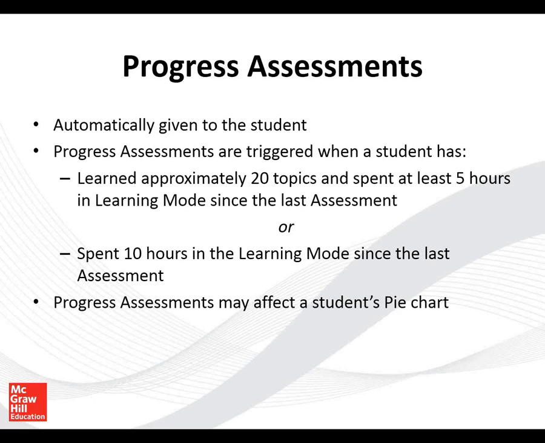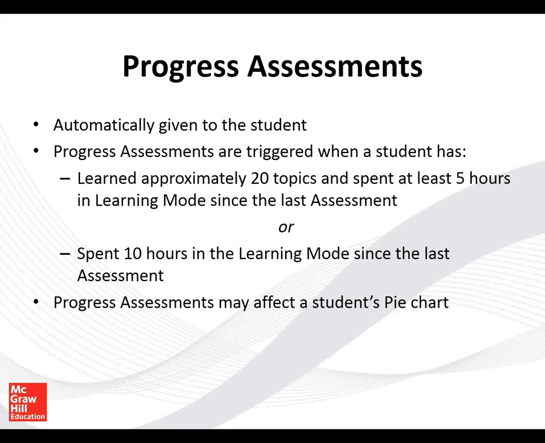So these progress assessments seamlessly ensure that students are reviewing skills that they haven't fully mastered the first time they learned them. Now, ALEKS will give these progress assessments automatically to students after about 20 topics learned and at least 5 hours spent in the learning mode. However, students might be all over the map in terms of their learning rates, so a progress assessment can also be given after 10 hours spent in the learning mode, regardless of how many topics a student has added. So these triggers are also adapting to each student's activity in ALEKS.